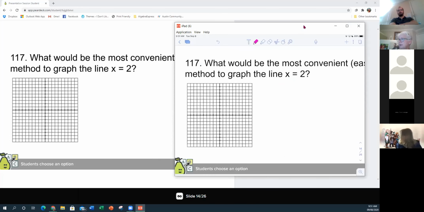One method would be, okay, x equals 2. If we do a chart, which is not the most convenient method, but it is definitely a method. X, no matter what, is going to be 2. So x can't change. Y can be any number we want.